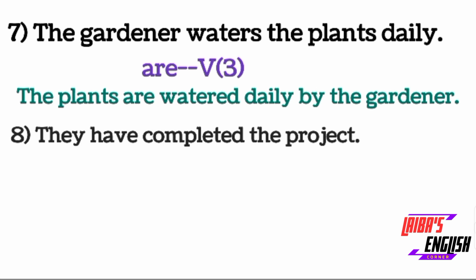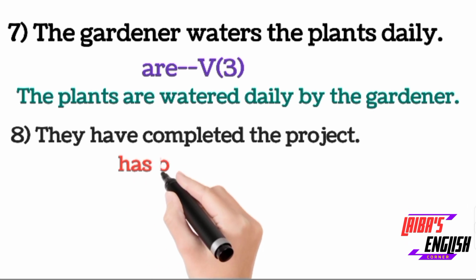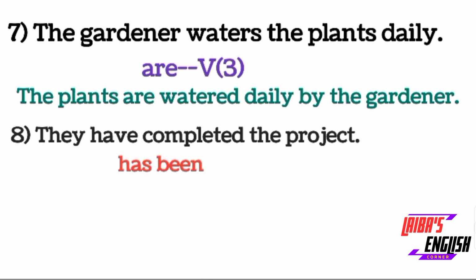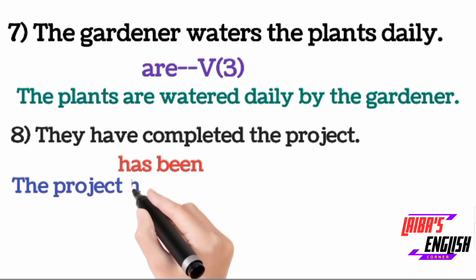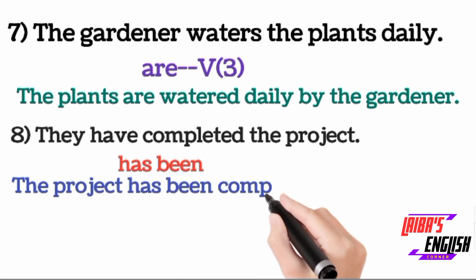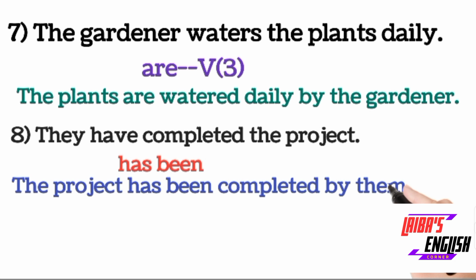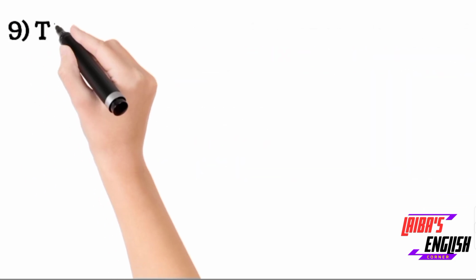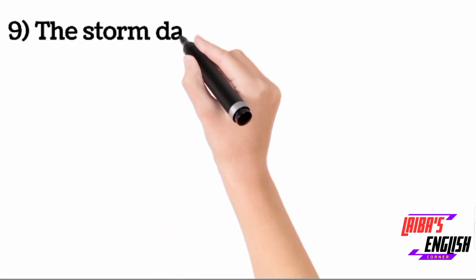Eighth example is they have completed the project. So I have already told you in the tenses video that whenever there will be I, we, they, you, we will use have, and whenever there will be a name, he, she, it, we will use has. So the project, it is a name, so we will use has with it. So the project has been, third form, completed by them. So you need to see my tenses video. Its link will be in the description to clear the concept about the tenses.